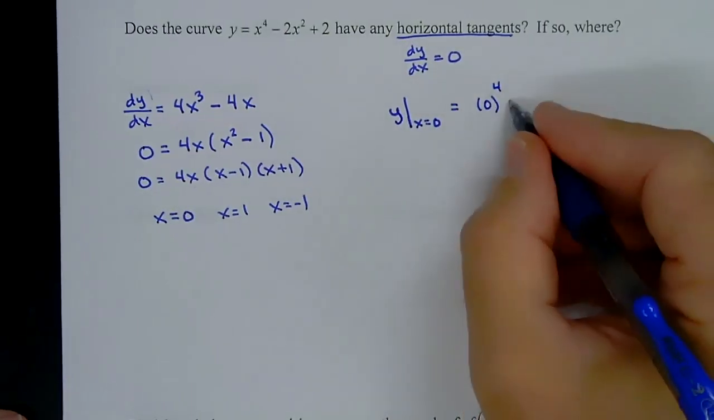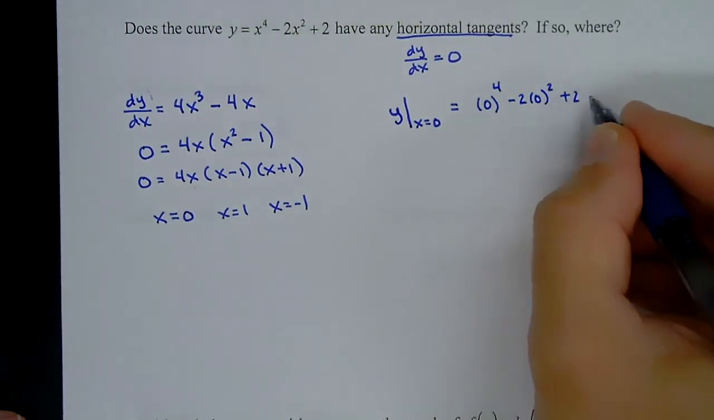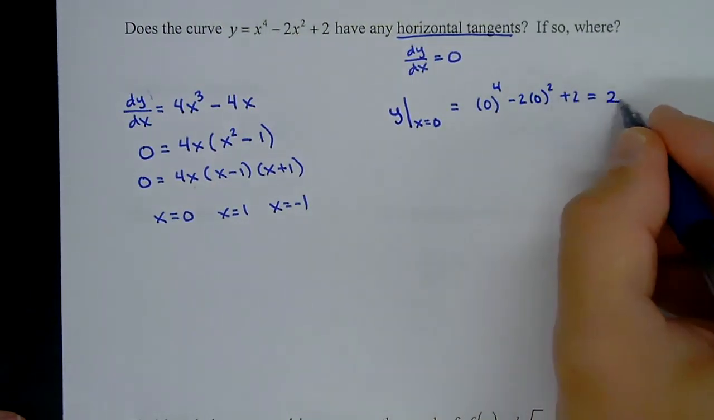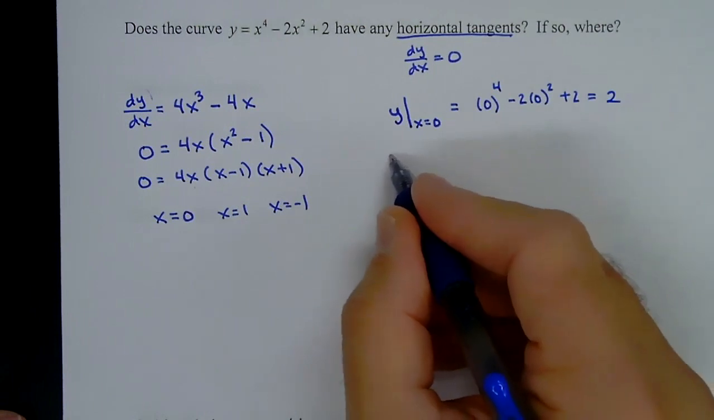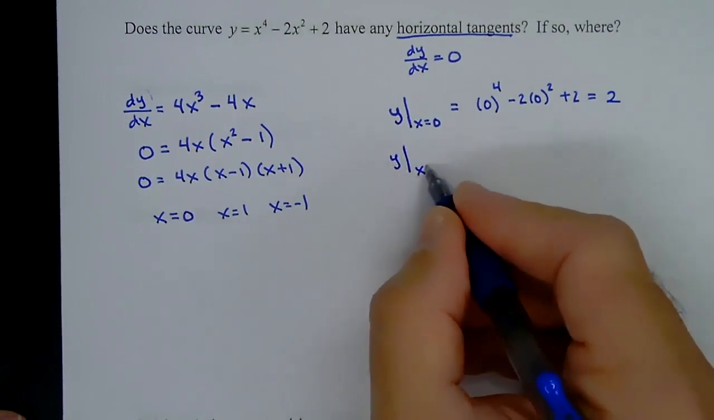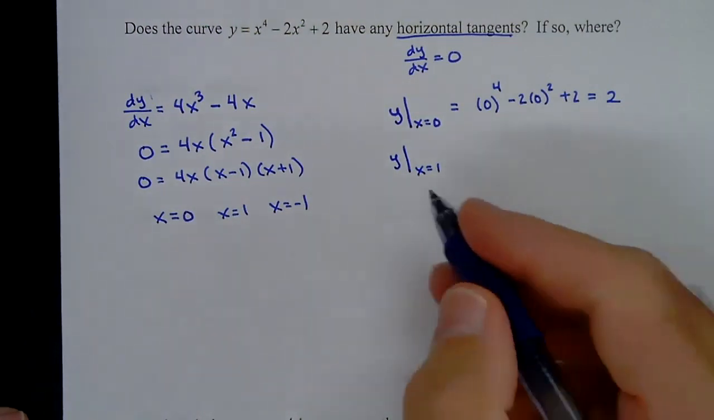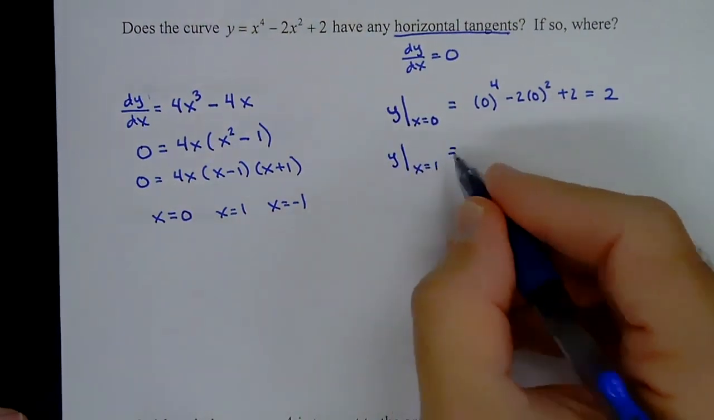So 0 to the fourth minus 2 times 0 squared plus 2. Well, that would come out to be 2. And then I'm going to also do it for y at x equals 1. And this is just a notation that we use in calculus to say, hey, we're putting x equals 1 into the y and figuring out y.